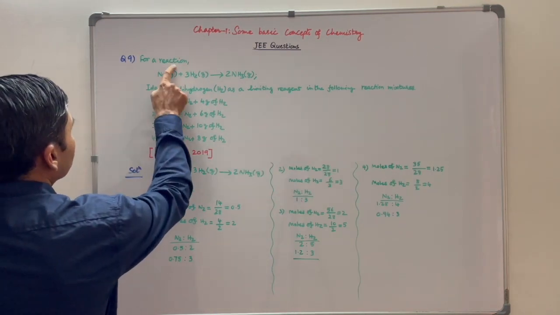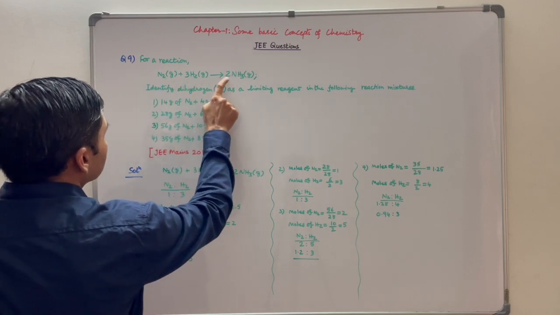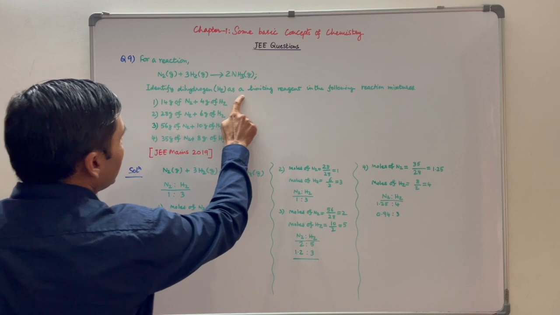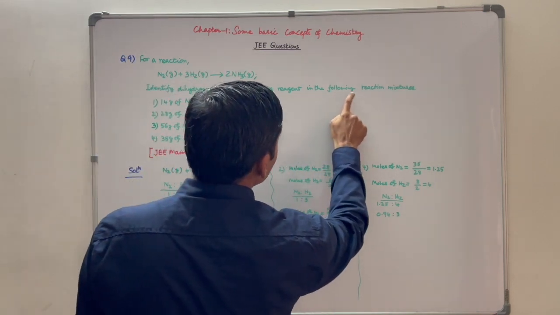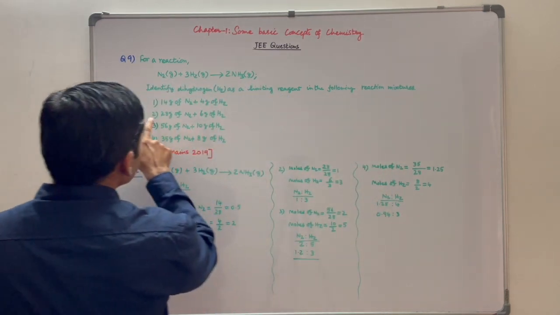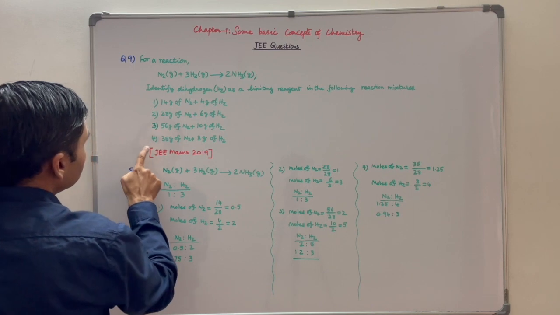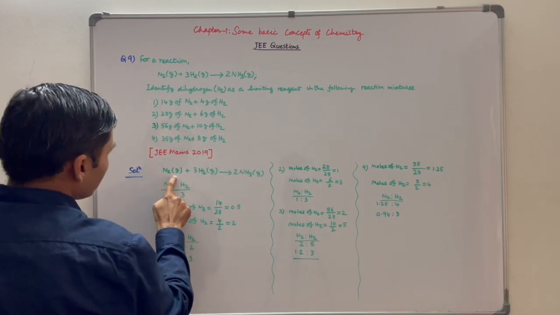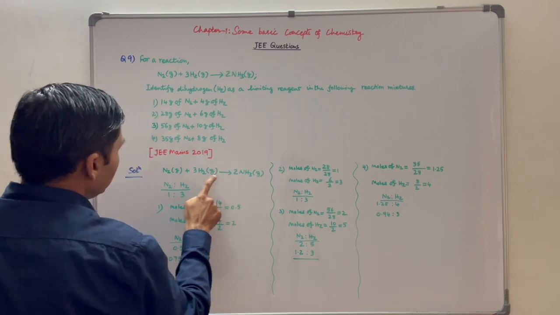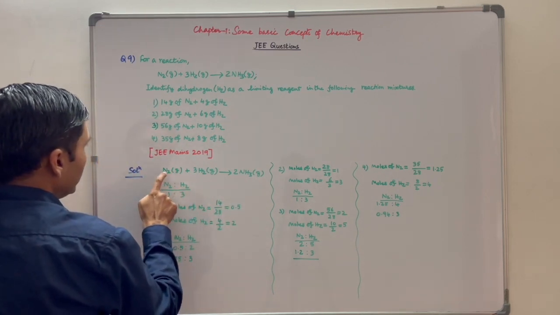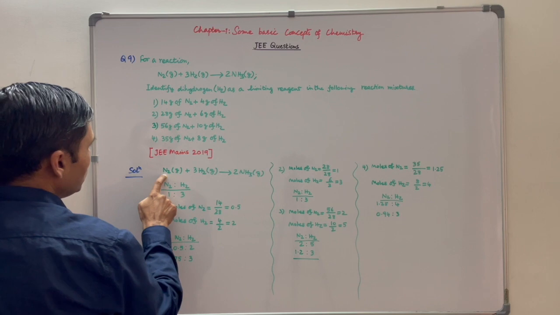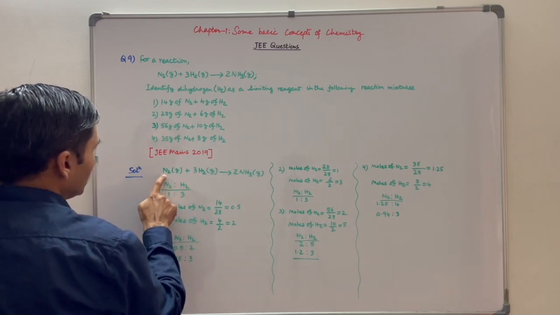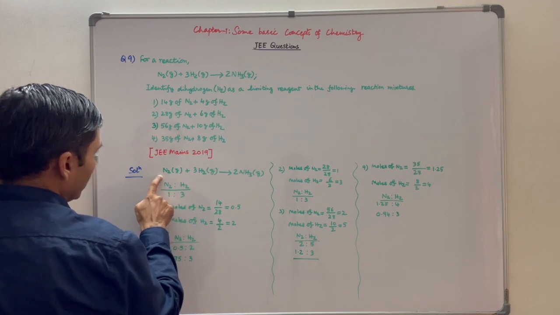Ninth question, for a reaction N2 plus 3H2 makes 2NH3, identify dihydrogen H2 as a limiting reagent in the following reaction mixtures. These are the options given. This question appeared in JEE Mains 2019. It is clear from this equation that in order for H2 and N2 to get completely consumed in the reaction, the molar ratio of H2 to N2 should be 3:1.